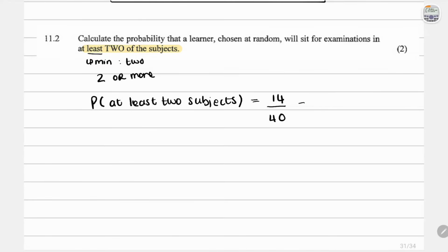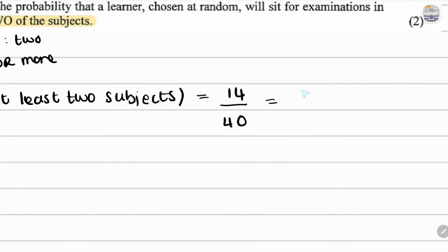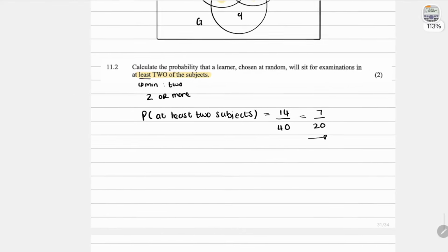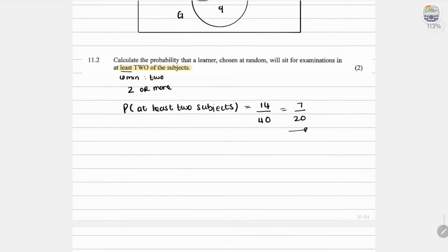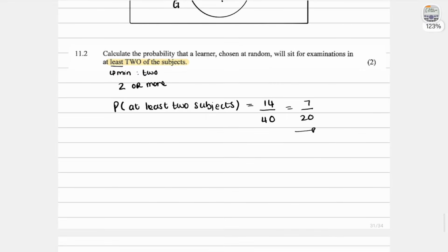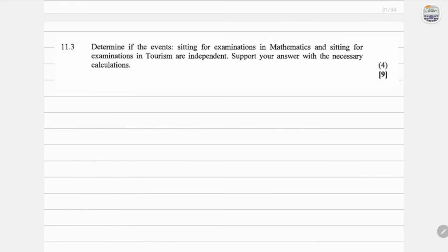Okay, so at least 2 subjects, and then that simplifies. So 14 divided by 2 is 7, and 40 divided by 2 is 20. So the answer is 7 over 20, left simplified. You can leave it as a decimal, that's perfectly fine as well. Okay, moving on to the next question. Question 11.3 says, determine if the events sitting for examinations in mathematics and sitting for examinations in tourism are independent, and then support your answer with the necessary calculations.